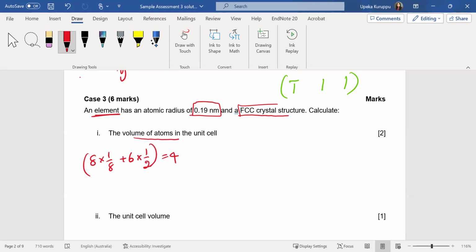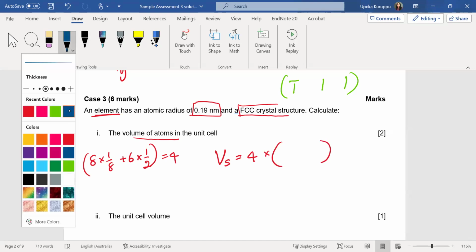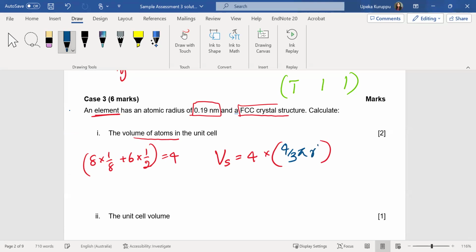So how do you find the volume of atoms? The volume of atoms will be 4 atoms times the volume of a sphere, isn't it? An atom is a sphere. So how do you find the volume of a sphere? 4 over 3 pi r cubed. So do we know the r? Yes. So can you find me the volume in nanometer cubed? You can find it just by putting the numbers in the calculator.